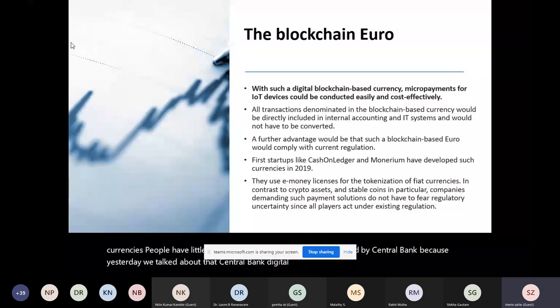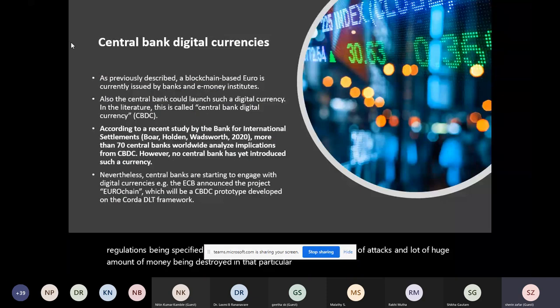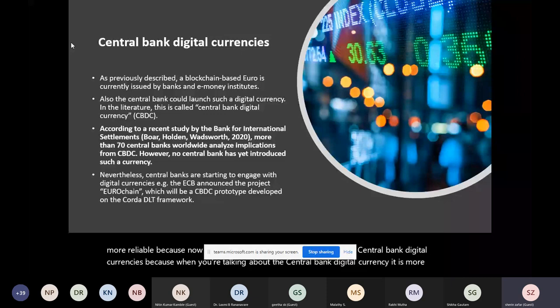But obviously, when we are talking about e-money and fiat currencies, those fiat currencies are tokenized with the help of this blockchain euro, which has a lot of regulations being specified, because uncertainty will result again in a lot of attacks and a huge amount of money being destroyed in that particular blockchain scenario. Then this is much more reliable, because now the government is thinking of utilizing central bank digital currencies. When you are talking about the central bank digital currency, it is more trustworthy, because the central bank is owned by a particular central organization. So any type of losses will be borne by them, and people will have more trust in those banks which are utilizing those central bank digital currencies.